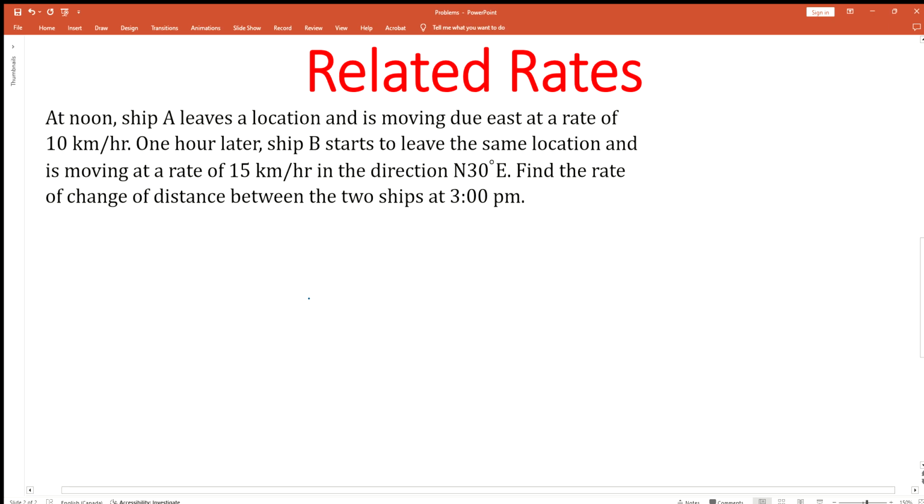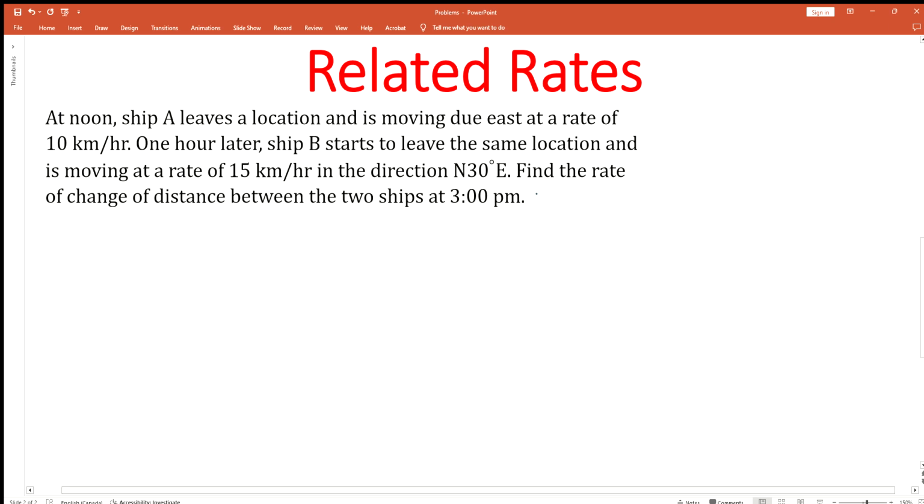In this video, we'll solve a related rates word problem. As per the problem, at noon, ship A leaves a location and is moving due east at a rate of 10 kilometers per hour. 1 hour later, ship B starts to leave the same location and is moving at a rate of 15 kilometers per hour in the direction north 30 degrees east. Find the rate of change of distance between the two ships at 3 p.m.